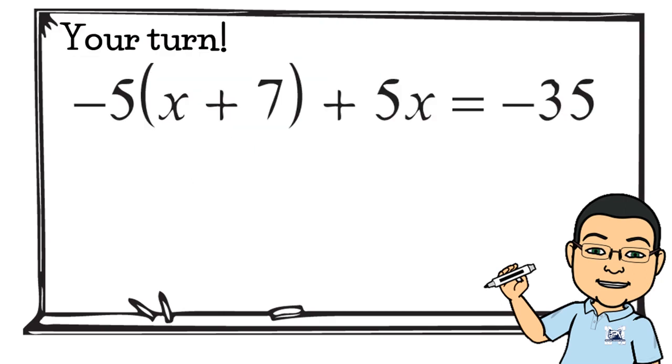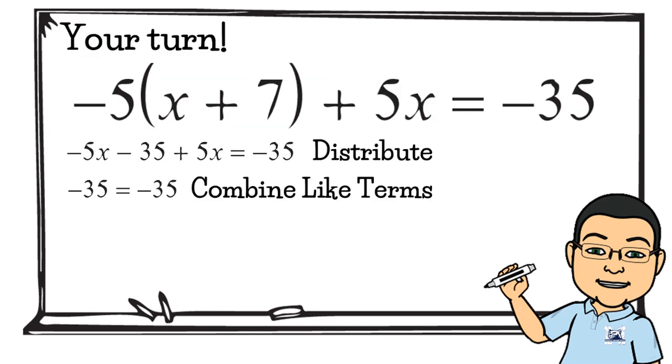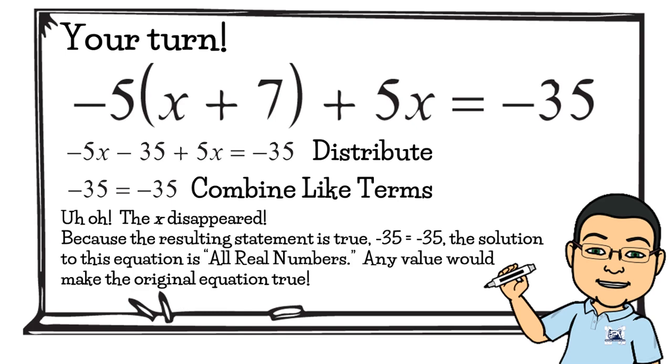So you try one. Distribute first, combine your like terms, but what happened? Uh-oh. The x just disappeared. This is a very interesting and occasionally will happen case where you end up losing your variables entirely. Because the resulting statement is a true one, in this case, right, negative 35 does equal negative 35. The solution to this equation is actually known as all real numbers.